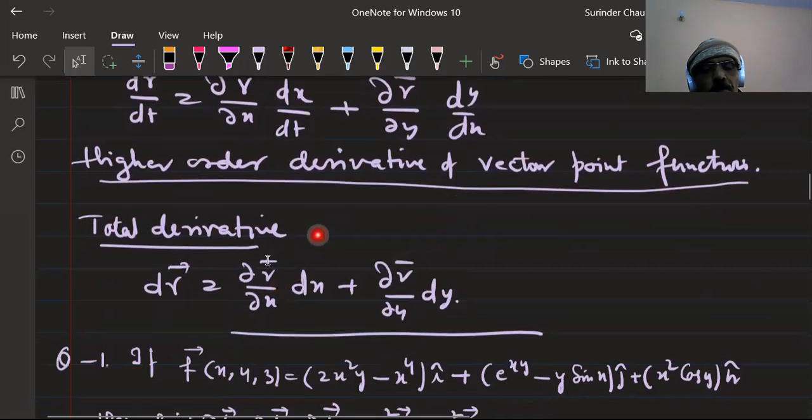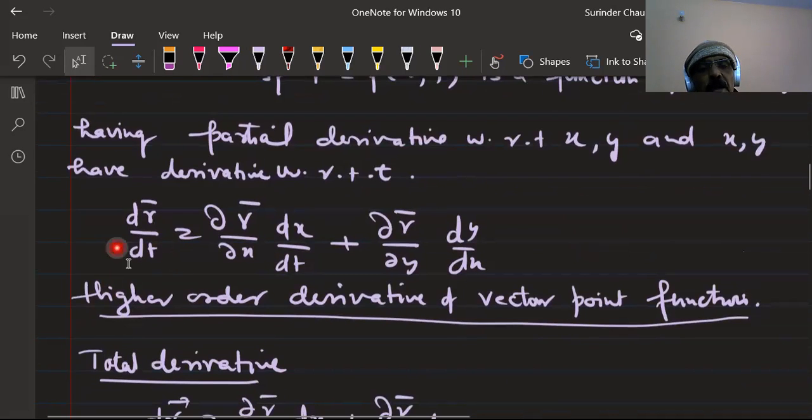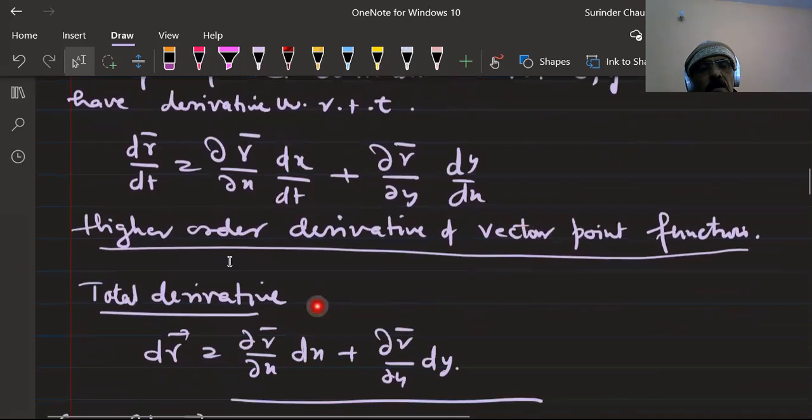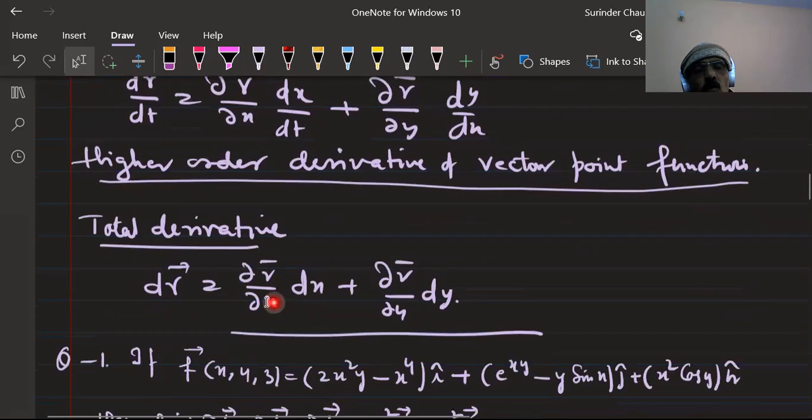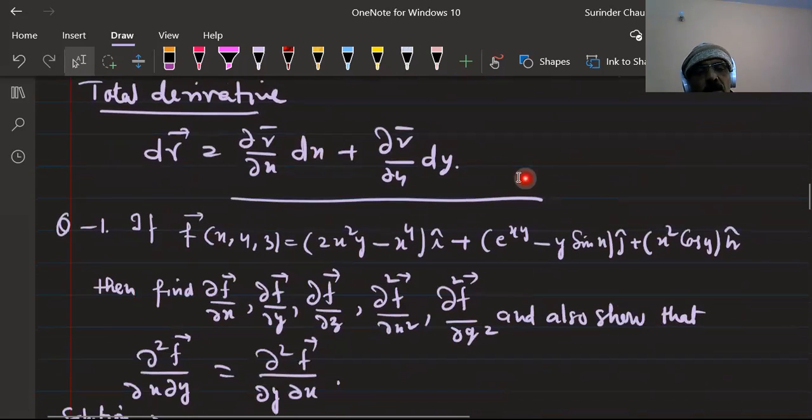So the total derivative. If we remove just delta t from here, this will become the total derivative of r with respect to x and y. Now, in the case of the total derivative of r as a function of x and y, we are not given x and y as functions of t. So this is how we get the total derivative. Now, similarly, we can find the derivative.